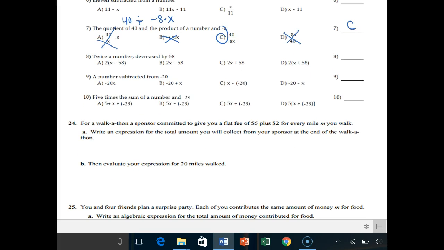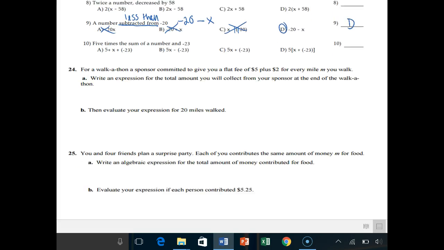And number 9, a number subtracted from 20. Now this key thing, subtracted from 20, is kind of like less than, right? I want to take 20 and I want to subtract a number from it. 20 minus x. So that's multiplication. This is addition. This turns out to be addition. And this is our answer, D.